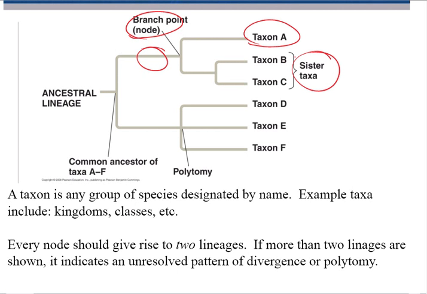Another term, sister taxa. Sister taxa simply refers to species or categories that share a recent common ancestor. So B and C there are sister taxa. We would not say that A and D are sister taxa, even though they do share a common ancestor way back here. There are ancestors in between that they do not share.